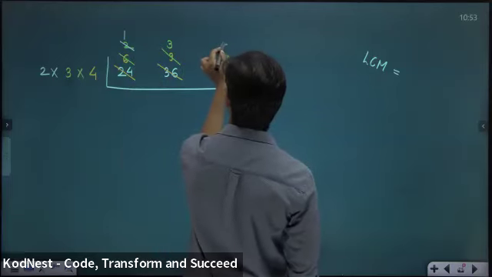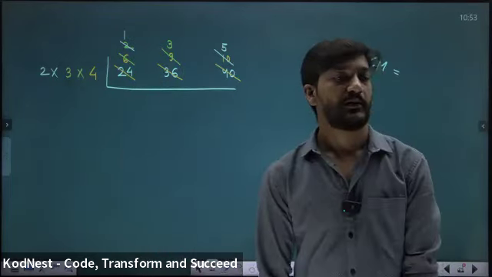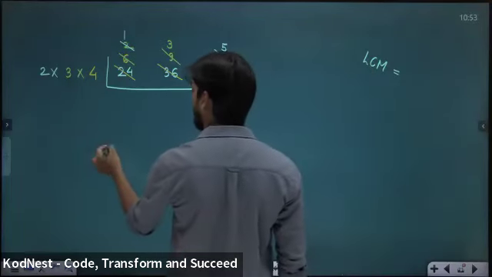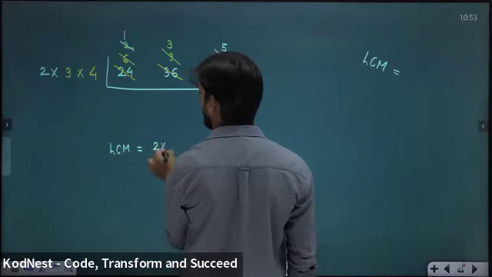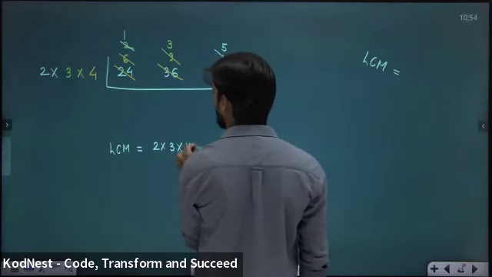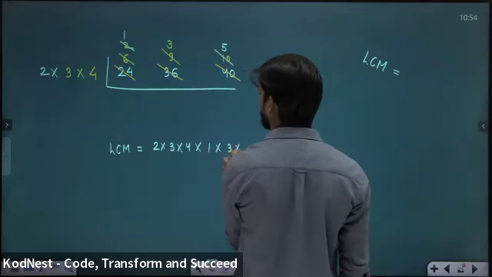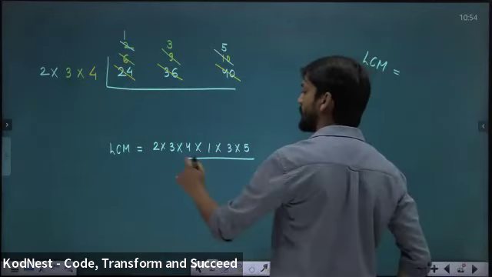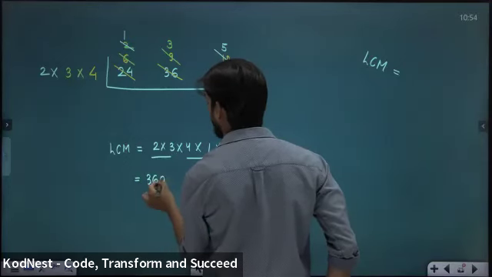2 into 1, 2 into 5. Okay, anything common now? No. So now just take the product. You will get your LCM. So LCM equals 2 into 3 into 5, 4, sorry, 2 into 1 into 3 into 5. Okay, this will give you 5, 3, 15, 60, 60 into 6, 360. So 360 is your LCM.